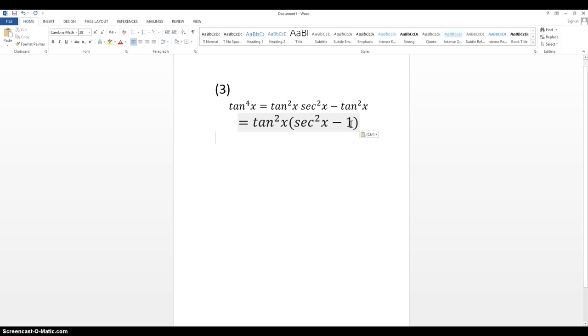Alright, so let's check to see if we factored correctly. Remember I said all you do is just redistribute this tangent squared of x to everything inside the parentheses. Tangent squared of x times secant squared of x is tangent squared of x secant squared of x. Tangent squared of x times negative 1 is minus tangent squared of x.